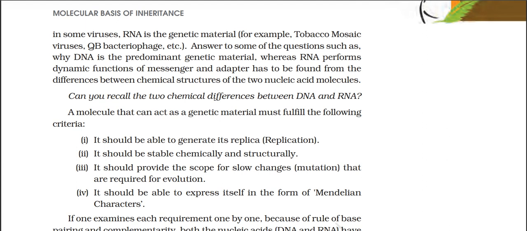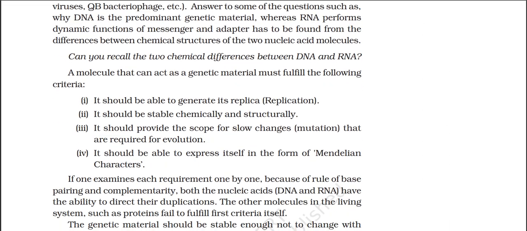A molecule that can act as a genetic material must fulfill the following criteria. 1. It should be able to generate its replication. 2. It should be stable chemically and structurally. 3. It should provide the scope for slow changes, mutation, that are required for evolution. 4. It should be able to express itself in the form of Mendelian characters.